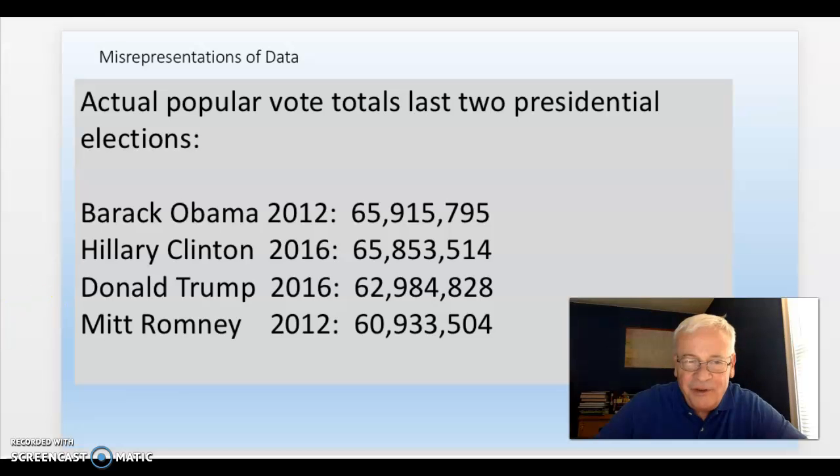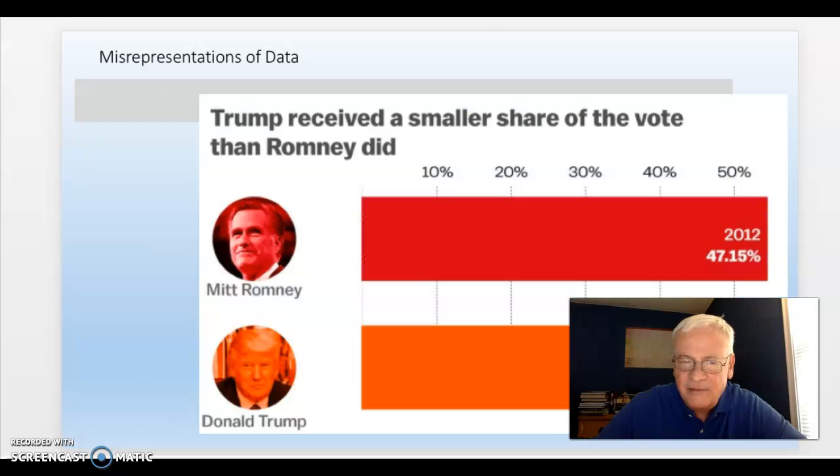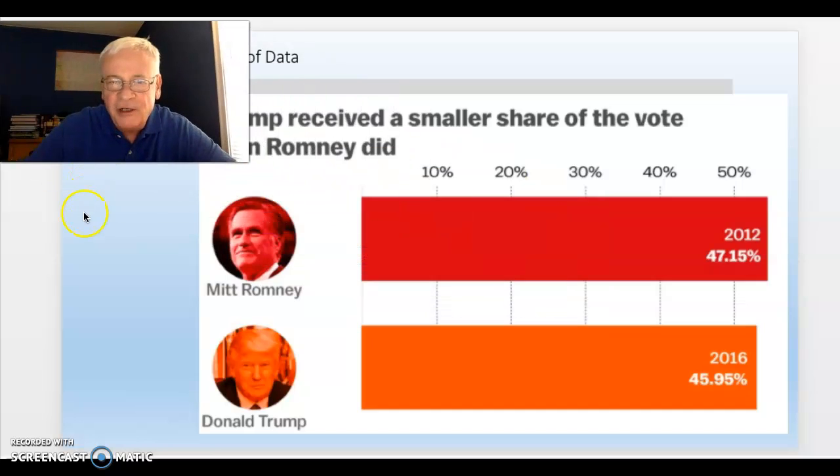All right, I want to show you one more thing, though. Guys, even though Romney ended up with less votes than Donald Trump, there were a lot of people in the 2016 election that voted for a third-party candidate. Guys, Donald Trump actually received a smaller share of the vote than Romney did 4 years before. Romney lost the election. Trump won the election. All right, something very peculiar happened in 2016. It's a very strange election.